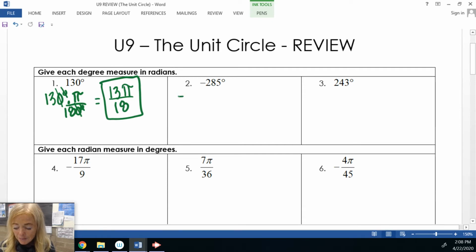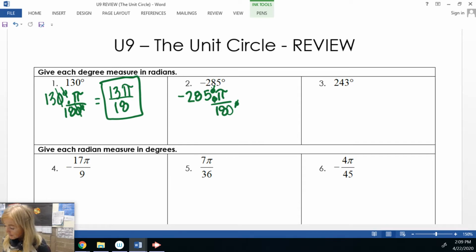Number 2, same thing, we're in degrees. So we take our negative 285 degrees and multiply by pi over 180 degrees. So you're multiplying. Now, the degrees do divide away, but we have to divide out things. So the first thing I would know to divide out is 5. So each of those are divisible by 5.